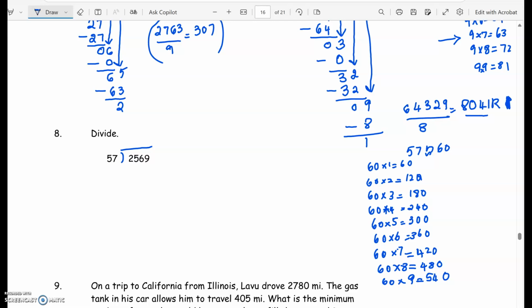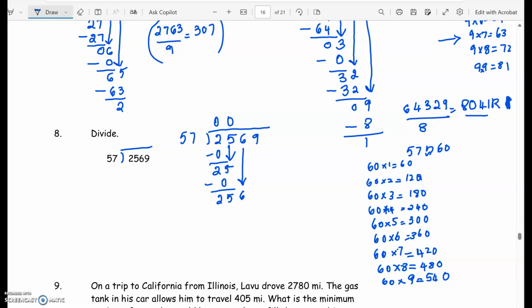So let's see. Take 57, the divisor, and 2569 is the number. How many times does 57 go into 2? That's easy. 0 times. Bring the 5 down. The remainder is 2. How many times does 57 go into 25? 0. 57 times 0 is 0. When you subtract, you get a 25.